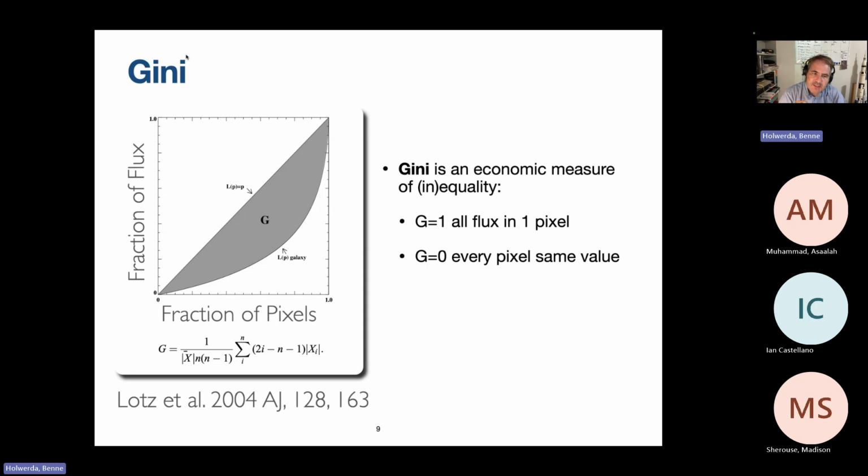And if every pixel has the same fraction of the flux, then every time I take a new part of the galaxy or a new pixel, the total goes up commensurately. That means they all have the same value, so you follow that straight line. And the further you are from that straight line, the more unequal your distribution is. So the Gini parameter quantifies how much area there is in that gray part of the curve, between the straight line and the curve. That is G is 0, and that is G is 1, so Gini is somewhere between 0 and 1.